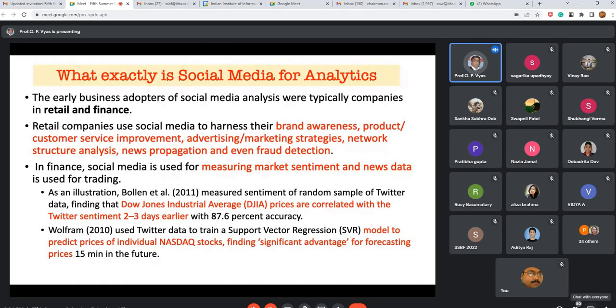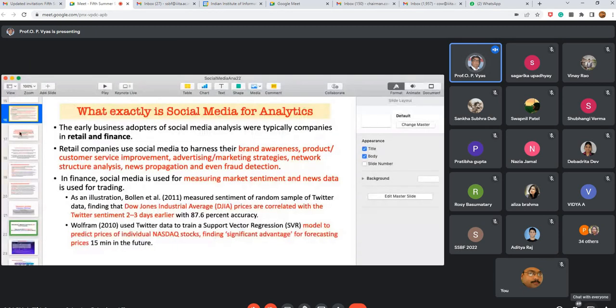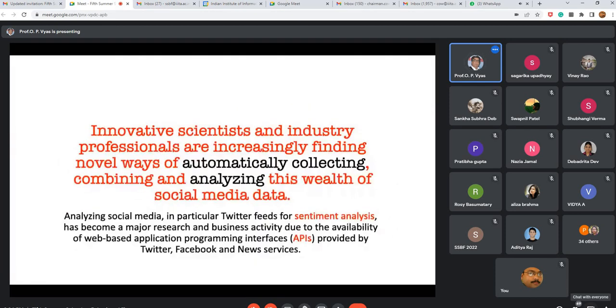Okay. Wolfram also, in 2010, used Twitter data to train a support vector regression model to predict the prices of individual NASDAQ stocks, finding significant advantage for forecasting prices 15 minutes in the future. So this was the area where social media was hugely involved. And now what I can tell you very strongly is that innovative scientists and industry professionals are increasingly finding novel ways of automatically collecting, combining, and analyzing this wealth of social media data. Analyzing social media, in particular Twitter feeds, for sentiment analysis has become a major research and business activity due to the availability of web-based APIs, application programming interfaces, provided by companies like Twitter, Facebook, and news services.